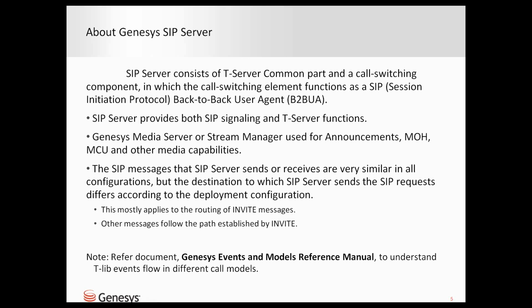In the slides, I will mention a couple of documents or other tech tutorials which were already given, so that you can dig deeper into the investigation part. At this stage, you can use the Genesis Events and Models reference manual. It contains all the TLib call flows for different call models: inbound, outbound, call transfers, conference. It shows how exactly TLib events are generated, and where, whether on the source DN, destination DN, or consulted party. You can refer to that.